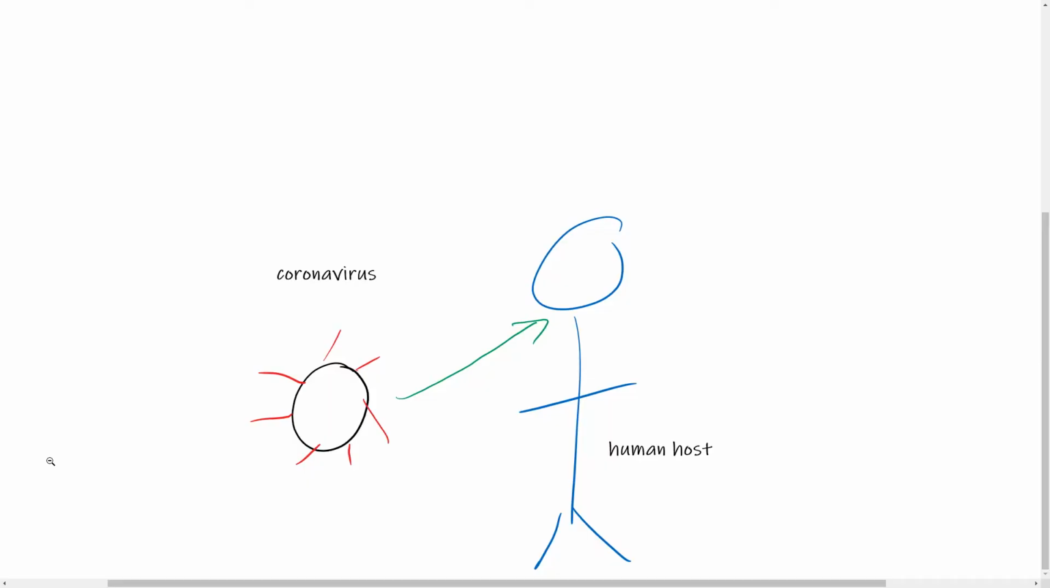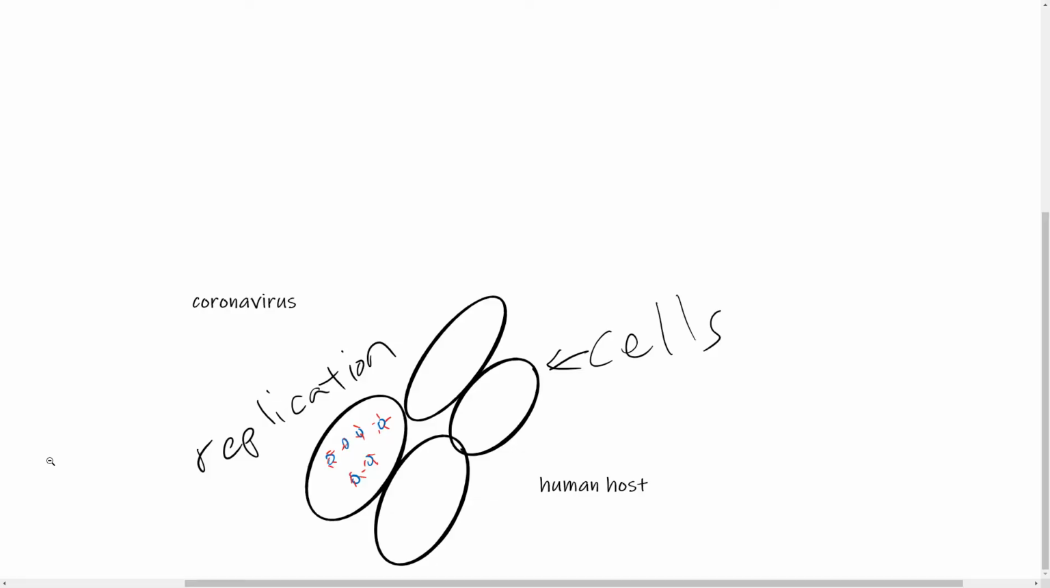So let's go back and talk a little bit about how a virus works in general. So you have this coronavirus here on the left and it's infecting a human host on the right. And there's a variety of ways in which you could do it, but basically it has to get inside a human cell. And then it can replicate inside the cells, duplicating itself. The coronavirus outside of a cell has no way of replicating or reproducing. It uses the machinery of the human cell to reproduce itself.